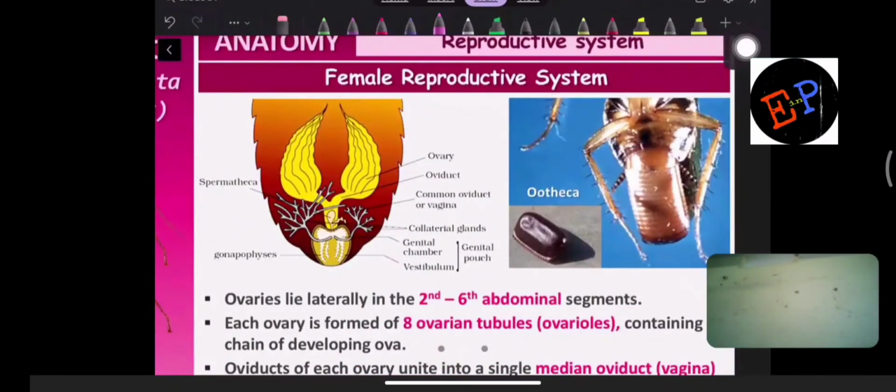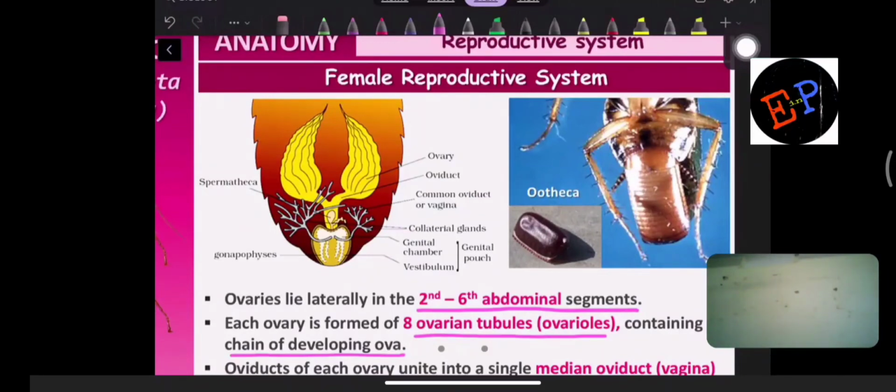Here the ovaries lie laterally in the 2nd to 6th abdominal segments. Where were the testes present? In the 4th, 5th and 6th segments. So you should not be confused here. The testes are present in segments 4, 5, 6, but the ovaries are present in segments 2 to 6. Clear? Each ovary is composed of 8 ovarian tubules containing a chain of developing ova. So each ovary has 8 ovarian tubules in which you can find the developing eggs.